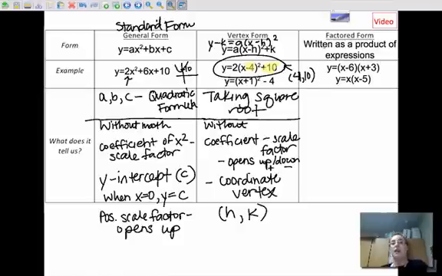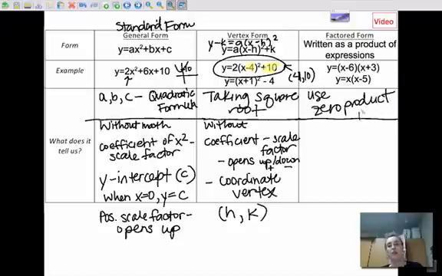All right? Then, last thing, factored form. Remember, factored in its essence means that it's written as a product. Factors are two things that are multiplied to get something else. So, written as the product of expressions. We've got two examples here. Okay? We can easily use the zero product property when something is given to us in factored form.